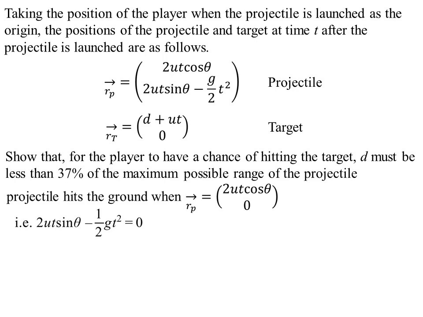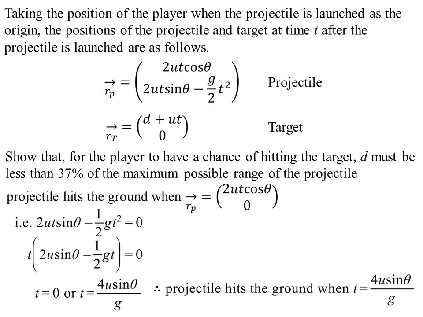That gives me two possibilities for t. One of them I can discount straight away because it's obvious. t equals 0, well yeah, because I projected it from the ground. Of course I get an answer of t equals 0 as a possibility. It must be the other one that I'm looking at. So it will hit the target after 4u sine theta over g.